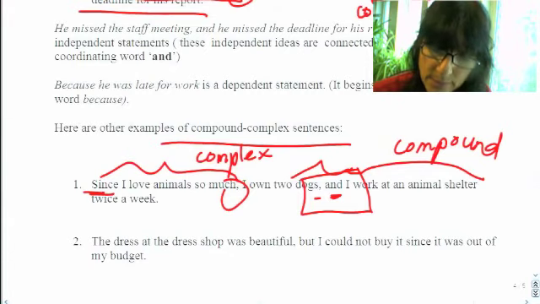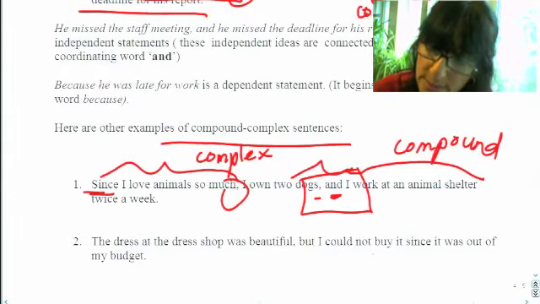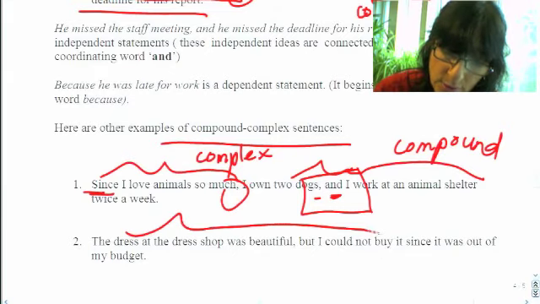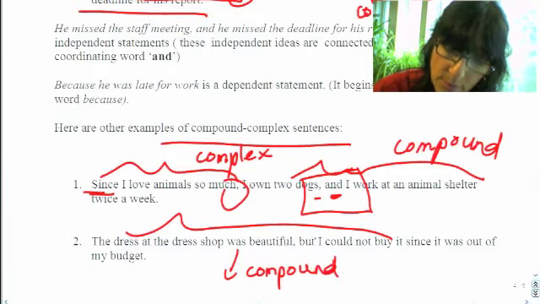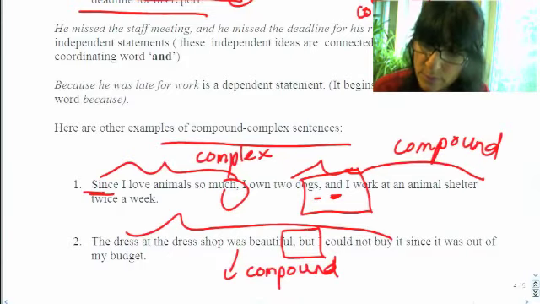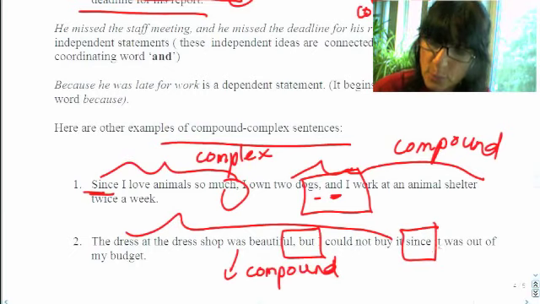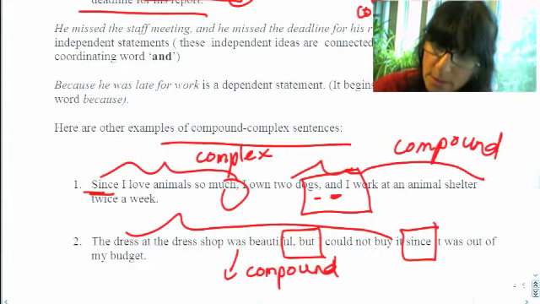The second example, the dress at the dress shop was beautiful, but I could not buy it since it was out of my budget. There's one simple sentence, the dress at the dress shop was beautiful. Another simple sentence is, I could not buy it. You join the two sentences, and you're going to turn this now into a compound sentence. How? By using the comma and the joining word. So the dress at the dress shop was beautiful, comma, but I could not buy it, and there's your dependent, since it was out of my budget, with no punctuation because the dependent word's in the middle of the sentence.